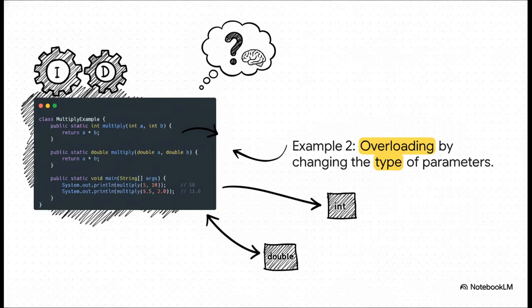And you can also overload by changing the type of parameters. So here we have 2 multiply methods. One is for integers and the other is for doubles. Again, Java is smart. It sees the type of data you're using and calls the correct method. This is great because you don't have to come up with clunky names like multiply int and multiply double.